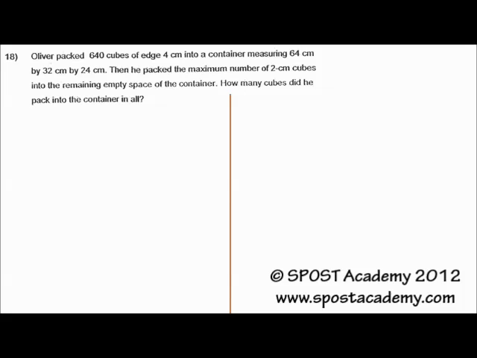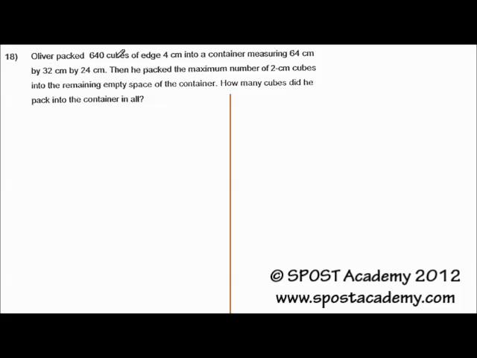Oliver packed 640 cubes of edge 4 cm into a container measuring 64 cm by 32 cm by 24 cm. Then he packed the maximum number of 2 cm cubes into the remaining empty space of the container. How many cubes did he pack into the container in all?